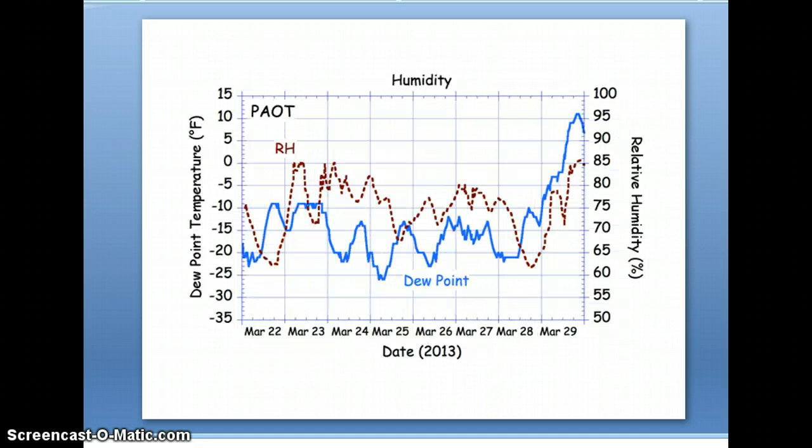This is a graph of the humidity and dew point temperature. Once again, blue line, dew point, red dashed line, humidity. And as you can see, it follows right along with the way the temperature was going. Very consistent. And now we're going to move to the TV weather maps for March.